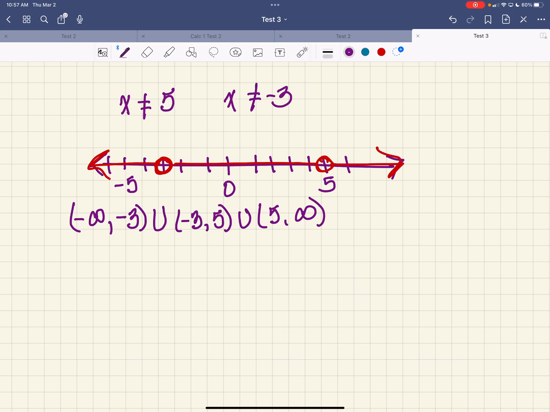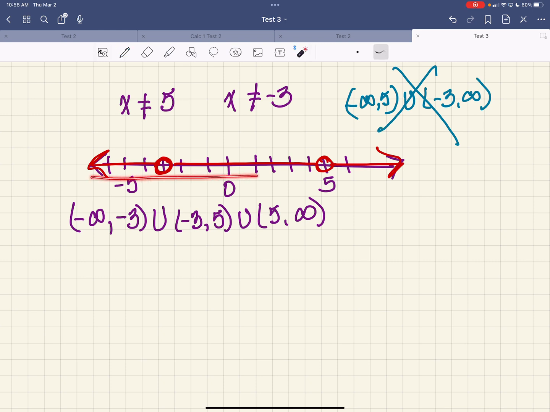The other thing that students do is because they get 5 first, they'll do -infinity to 5, and then they'll do -3 to infinity, okay? This is wrong right here. You can't do that. You have to do it in order. You have to do it in order. Question back here? No? Okay? So if you're not sure how to write it in interval notation, draw a number line. The number line will help you. And it's so important that you remember your number line goes from left to right.